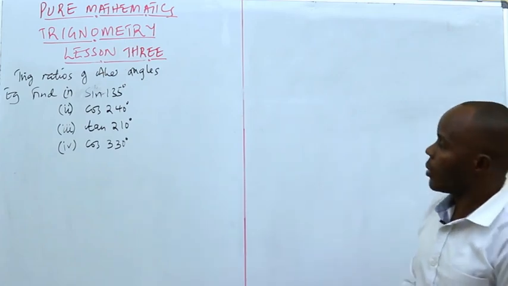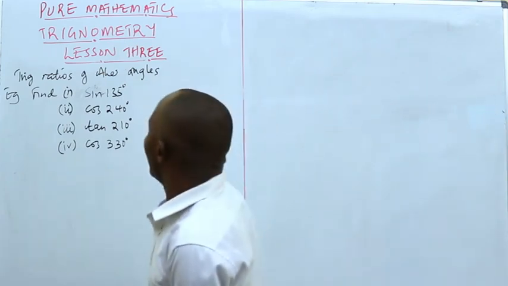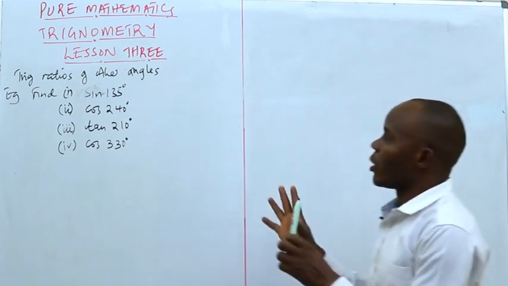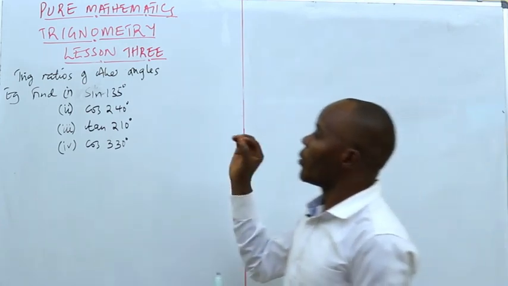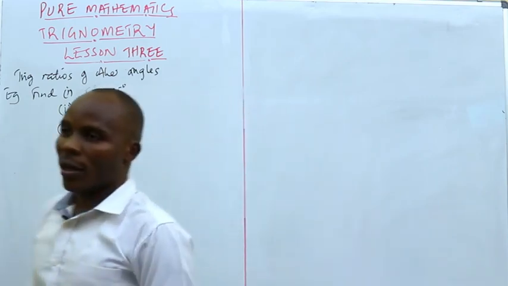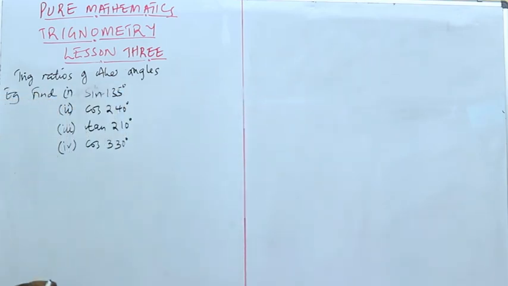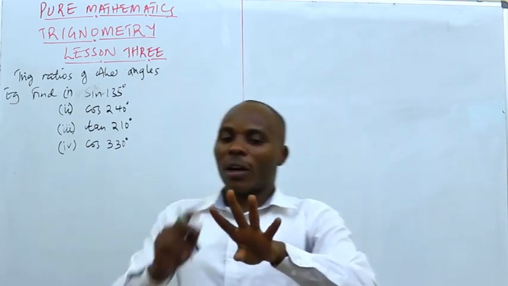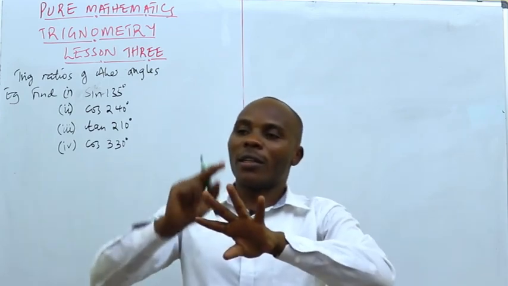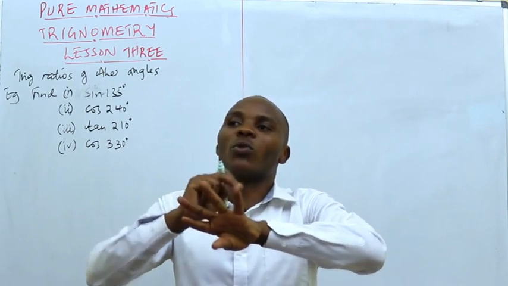Welcome back. We are talking lesson 3, and trig is the topic. We are trying to look at trig ratios of other angles. We have discovered that we have 4 quadrants: the first, the second, the third, and the fourth quadrant.